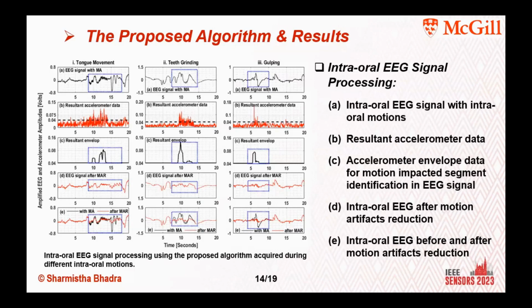So this is an example. Not all the stages are shown, but in the first row you can see the EEG signal for 3 different intra-oral motions: tongue movement, teeth grinding and gulping, and the blue locations are where the motion actually happens. These are the accelerometer resultant data, and this is the envelope. In the envelope of the accelerometer, you can easily detect where the motion happens. From this time range, we apply all those signal decomposition techniques and get the motion artifact-free EEG signal. This row shows that inside the blue box where the motion happened, the motion artifact was reduced, and the last line shows the signal with motion compared with the signal where the motion artifact was reduced. That gives the comparison of the reduction of the motion.